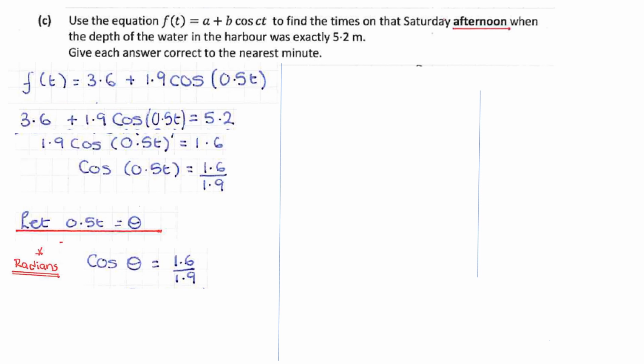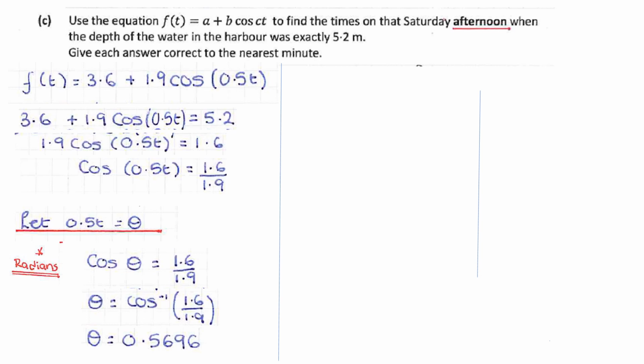Don't forget the question tells us radians. So before you do anything in your calculator, double check your calculator is in radian mode. And then we do theta is equal to cos inverse of 1.6 over 1.9. And theta is equal to 0.5696. So that's one answer. And I know there's going to be 3 answers, the last 2 of which I actually want.